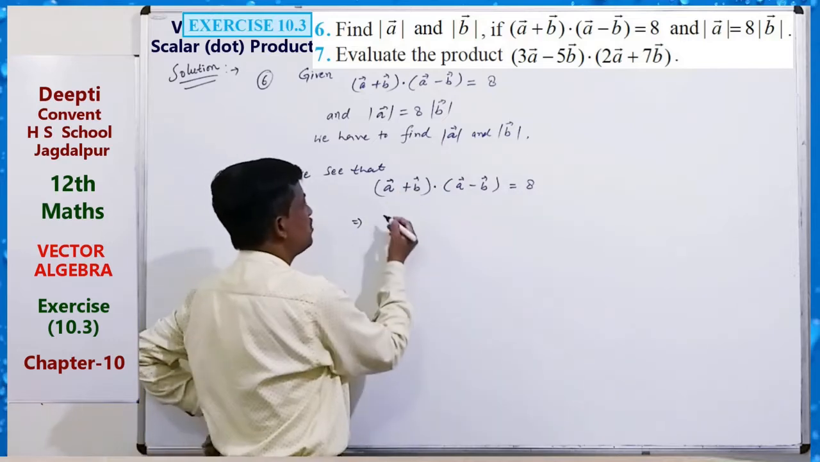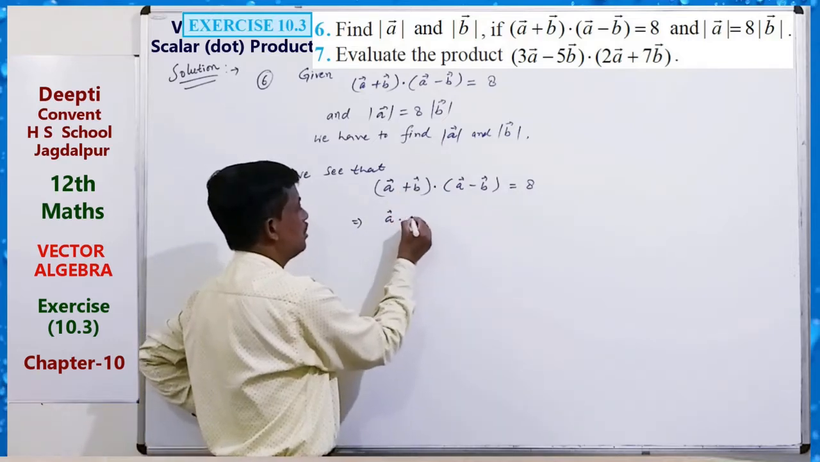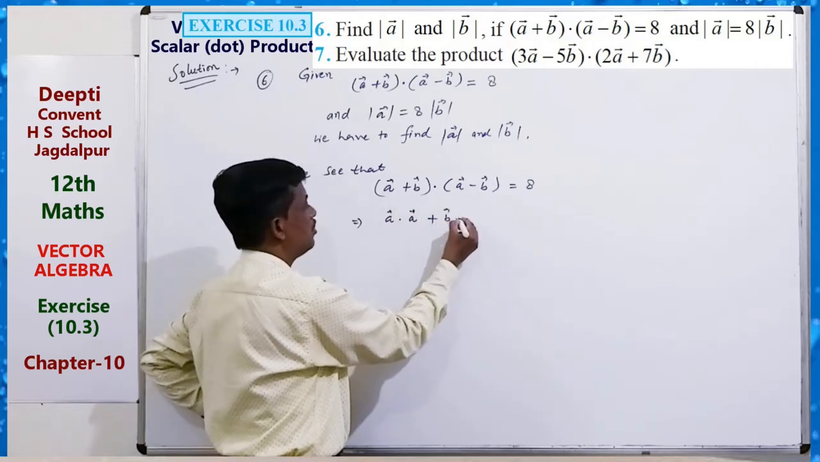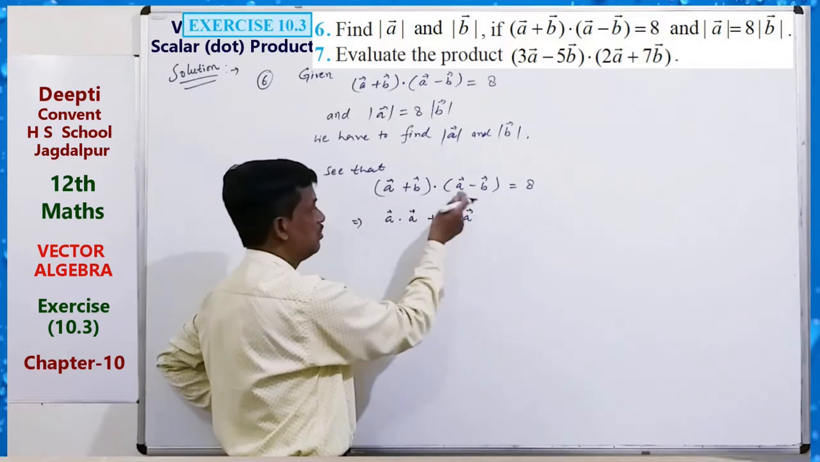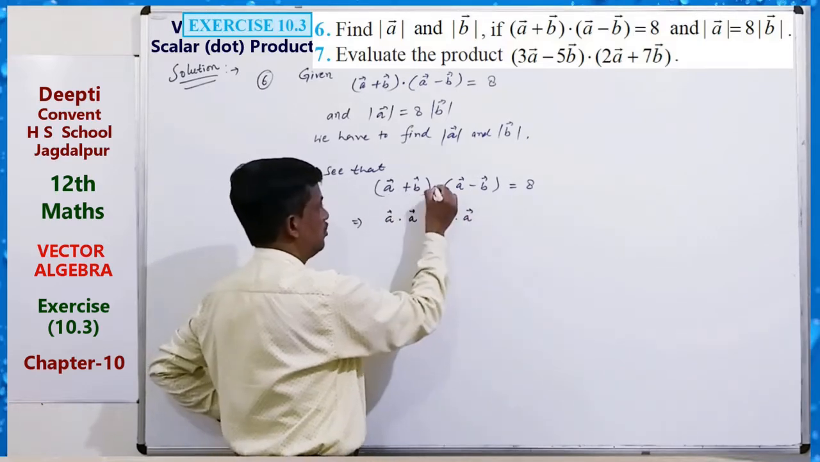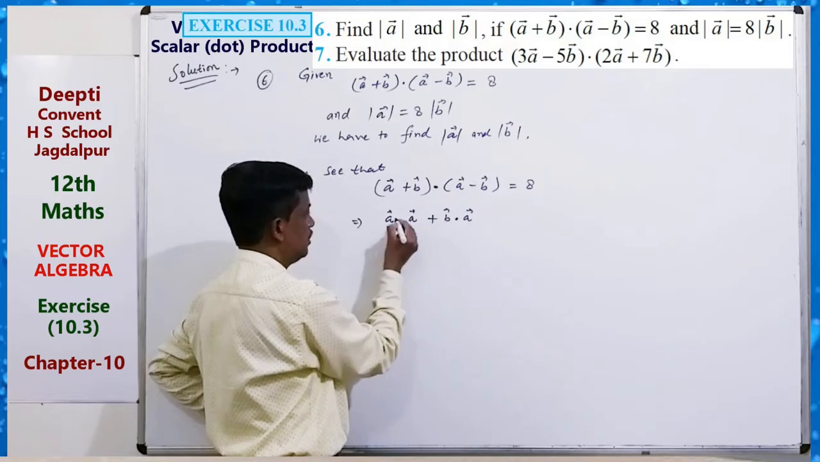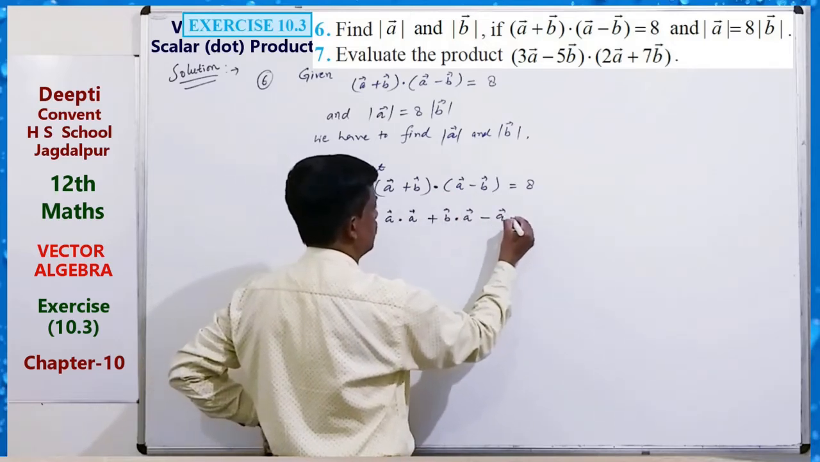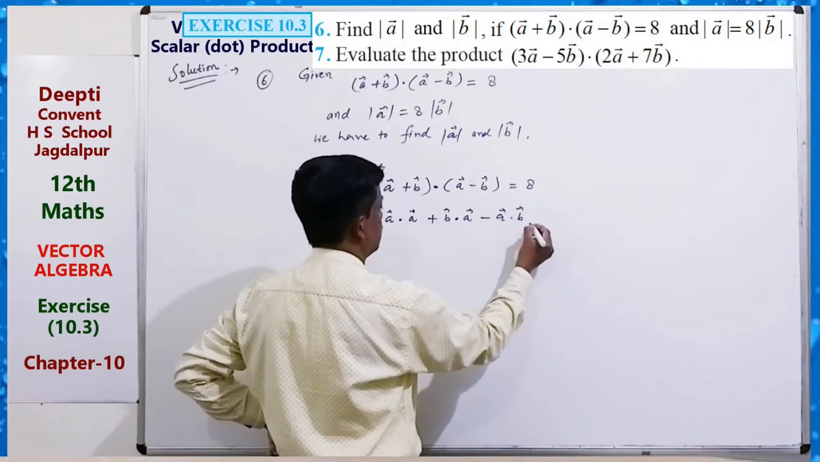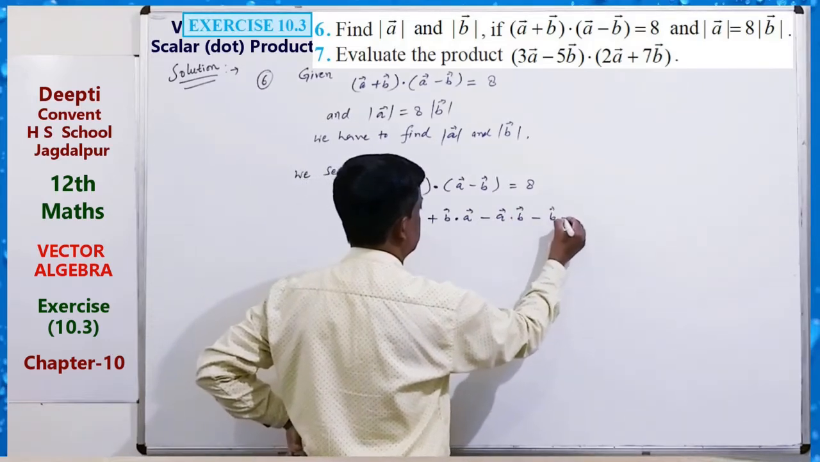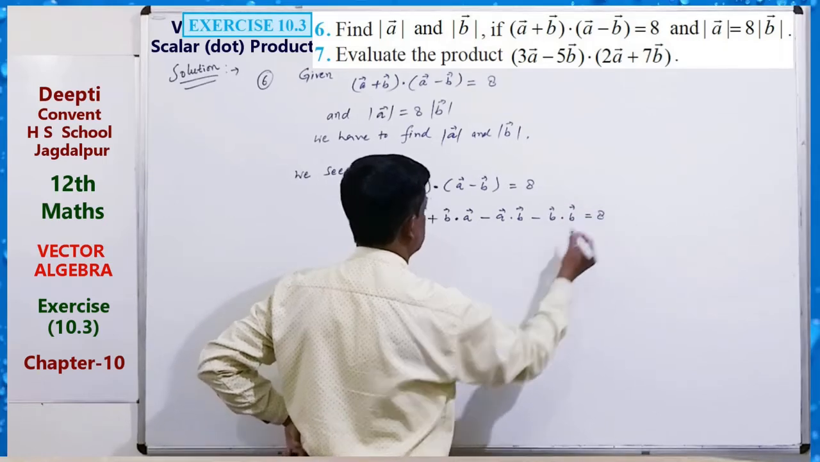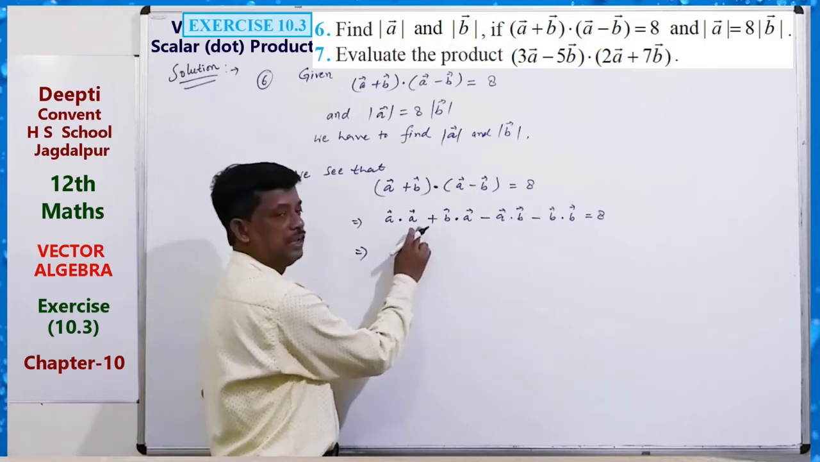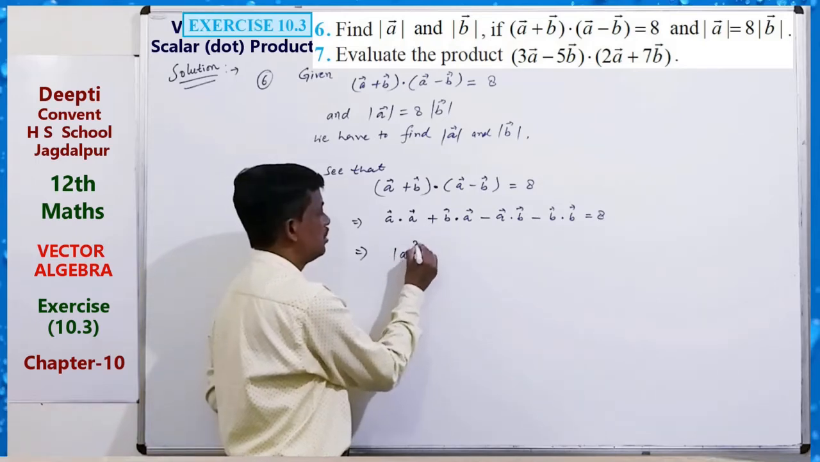Okay. So here just multiply: A dot A in this direction, plus B dot A, multiplying these two by A, taking dot here. Now A dot B minus B dot B equals 8. Just we can solve here. A dot A means mod A square.